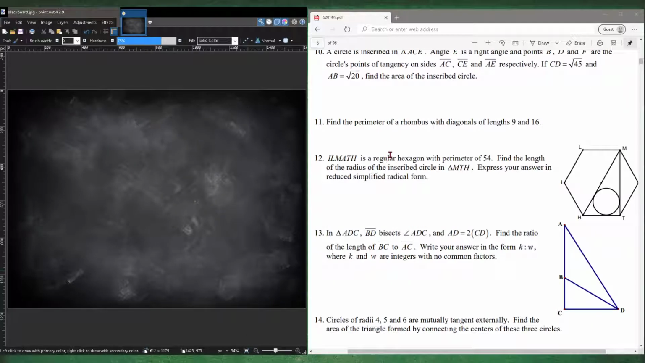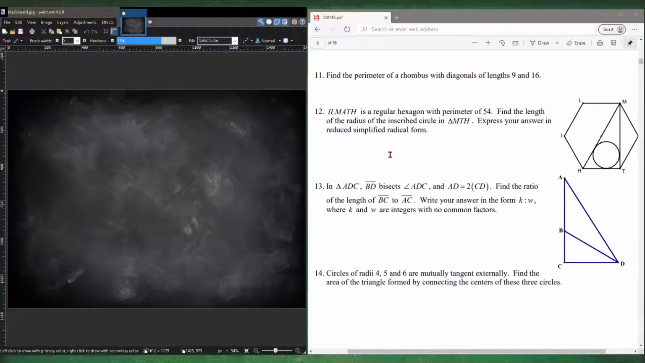Okay. Number 11. Find the perimeter of a rhombus with diagonals 9 and 16. So this should be pretty simple. So we have a rhombus, and these are our diagonals. So the longer one is 16. So let's call this one 16 over 2, right? Because we need to cut it in half. And the diagonal here is 9 over 2.